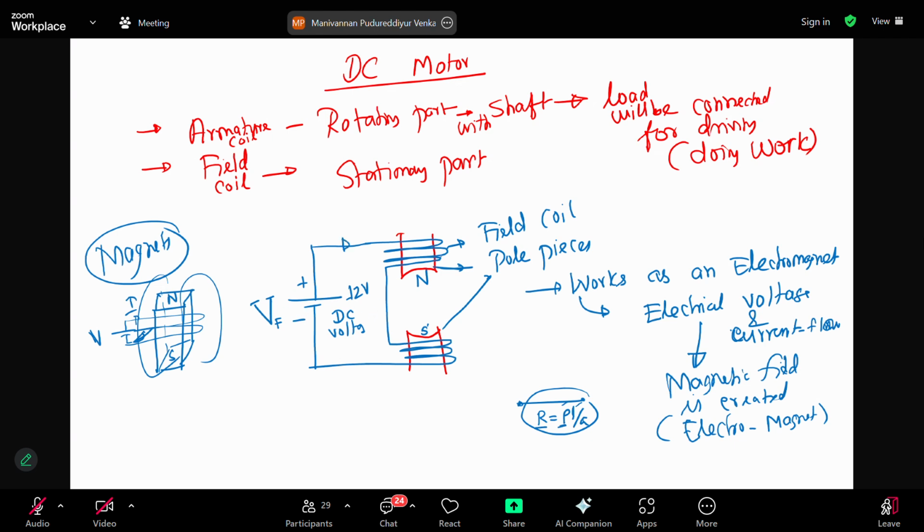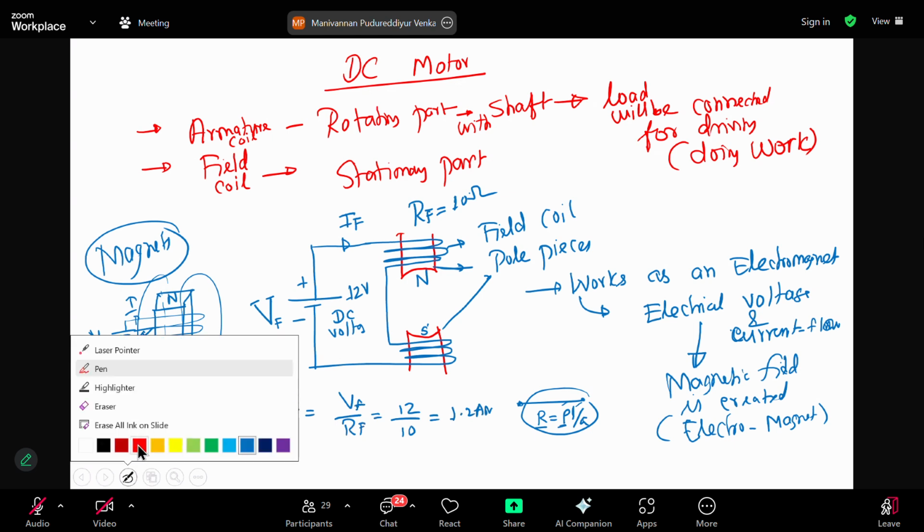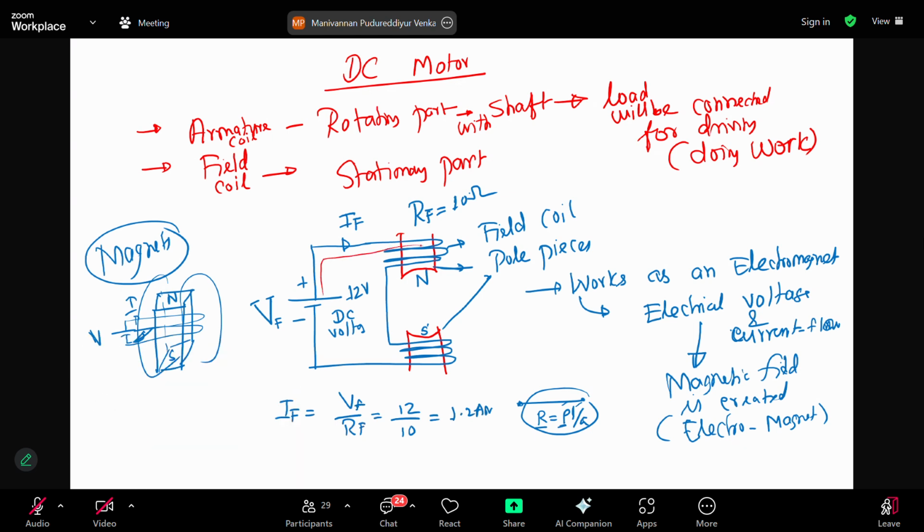Now I applied 12 volts and this has so many coils, so many length. I say that the field coil resistance RF is 10 ohms, for example. Then according to Ohm's law, there will be a current flow IF. IF equal to VF divided by RF. Now we know that 12 divided by 10, 1.2 amps current is going. That means the current is flowing from positive of the battery, from here it goes like this, through the coil, and comes back like this.